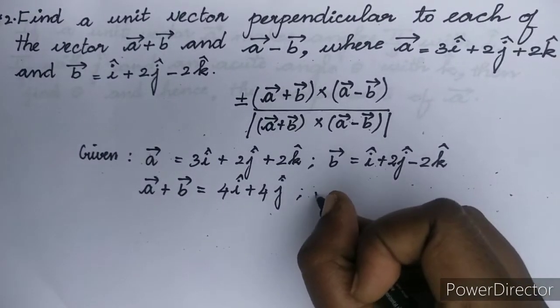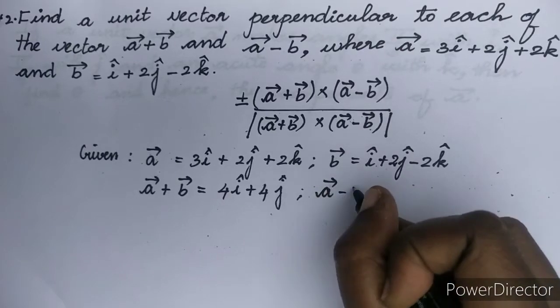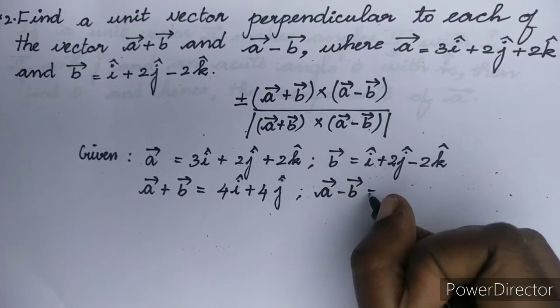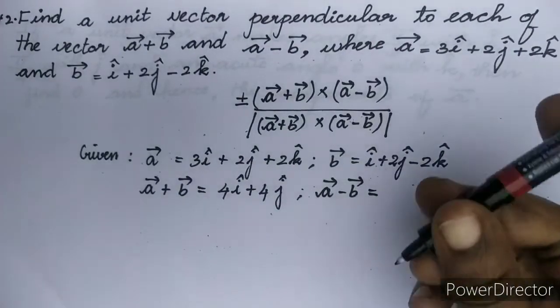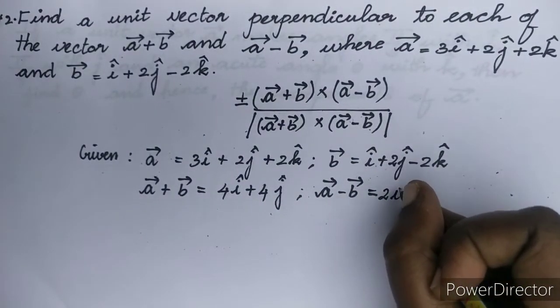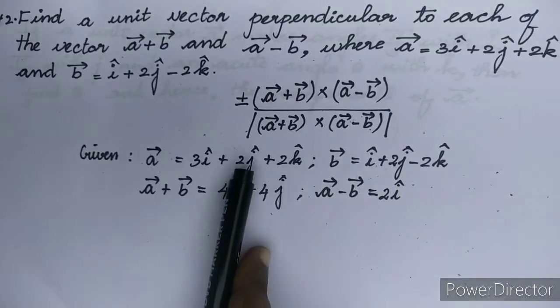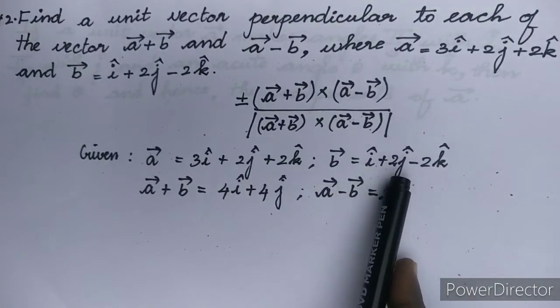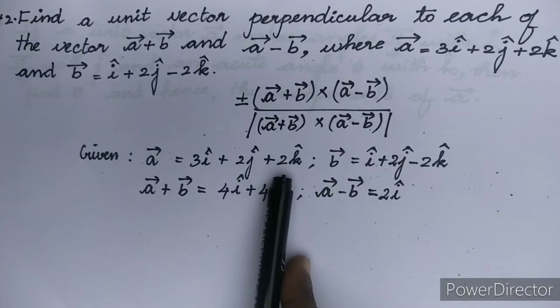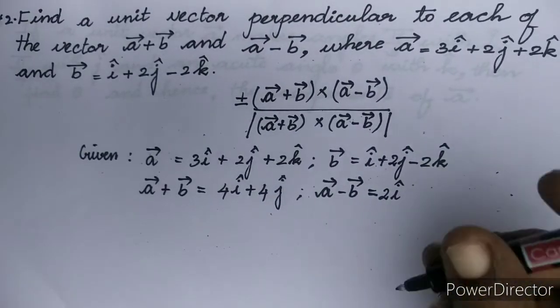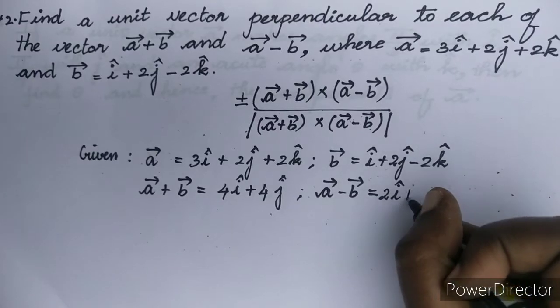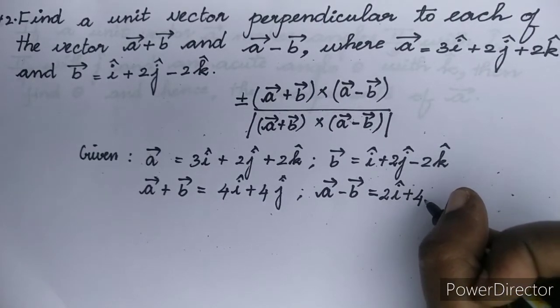Next we will find A vector minus B vector, which is equal to 3 i cap minus i cap is 2 i cap and 2 j cap minus 2 j cap is 0. Next 2 k cap minus into minus 2 k cap is 4 k cap. So plus 4 k cap.